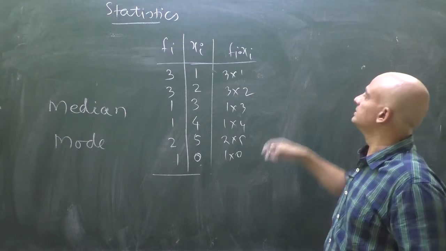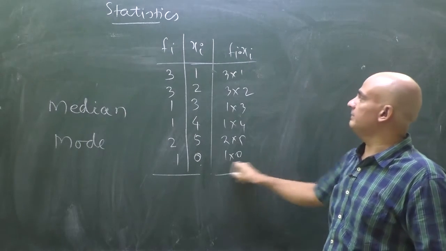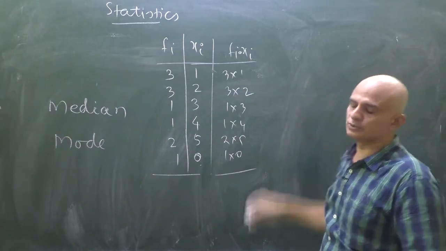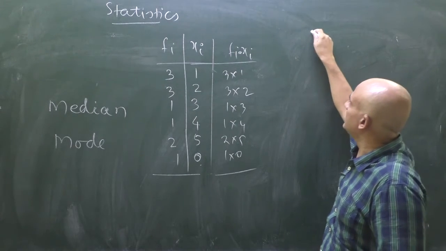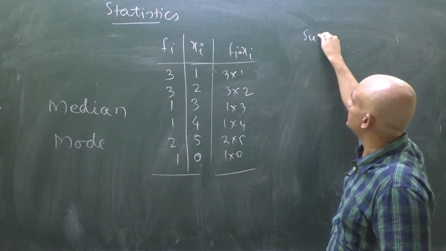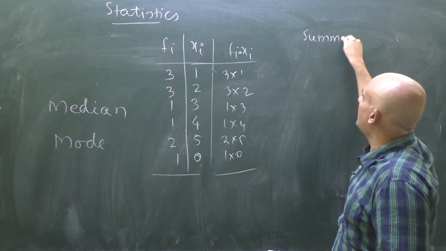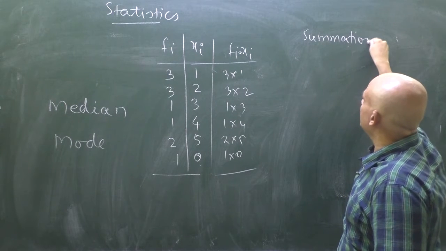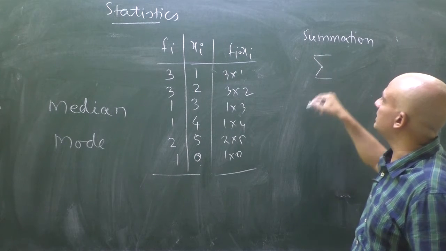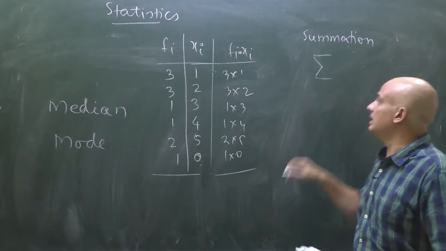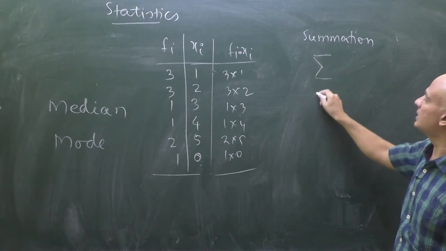So after grouping and after adding all these, what is adding all these called? Summing or summation. And summation is denoted by this symbol, a Greek letter known as sigma.